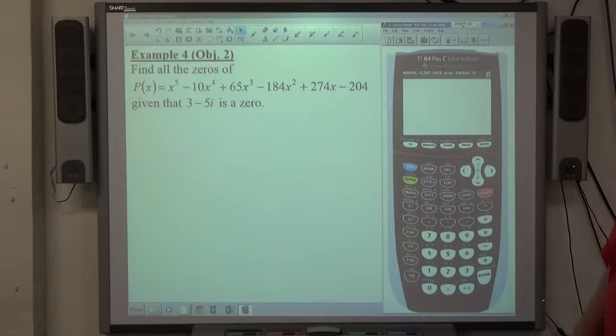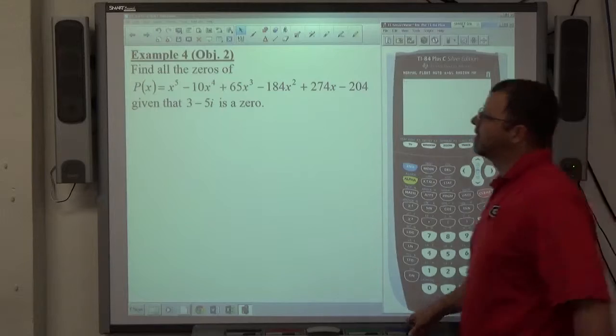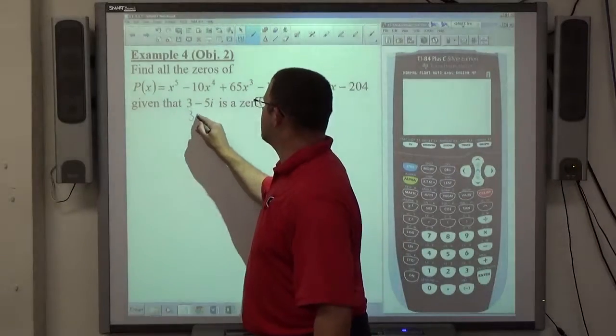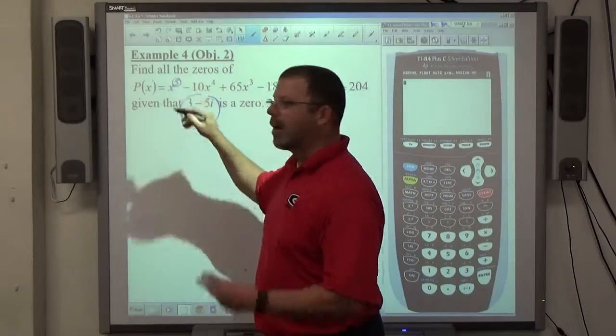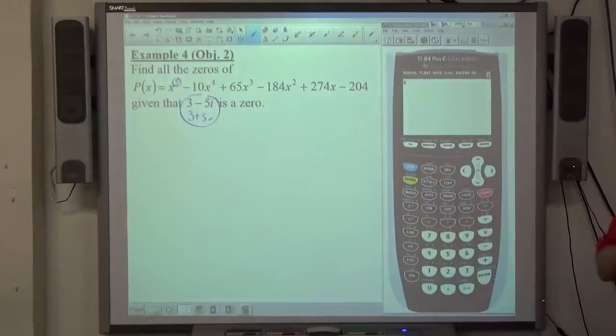Example 4, find all the zeros of this, given that 3 minus 5i is a zero. So again, they're giving me a complex zero, 3 minus 5i, which means 3 plus 5i is also a zero. That's only 2, and since that's the fifth power, I actually need 3, which hopefully means there's at least one rational solution. And it's up to you to determine when to do this.